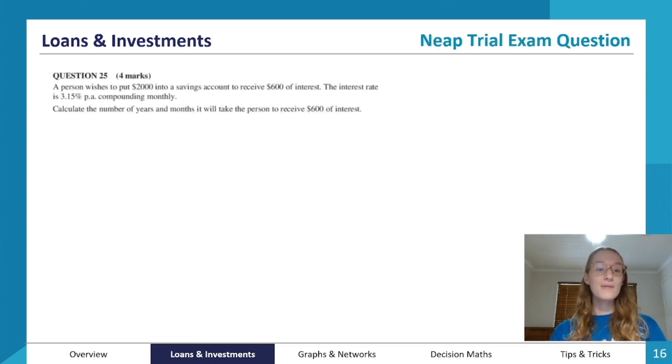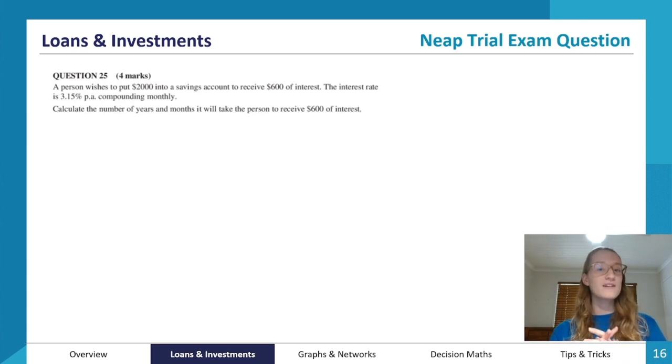So we're going to do a practice question now from one of the NEAP trial exams, which are really good resources if you're after some practice questions to do. This one says, a person wishes to put $2,000 into a savings account and they want to receive $600 of interest.